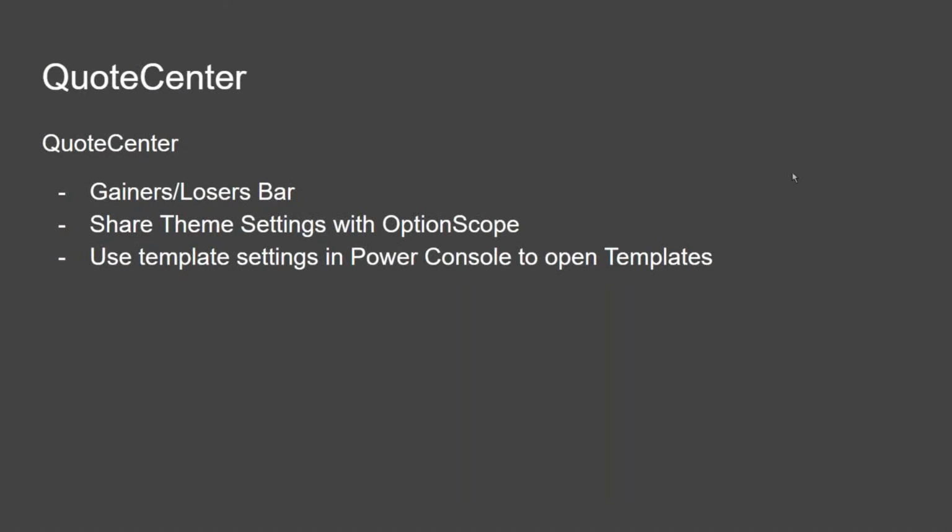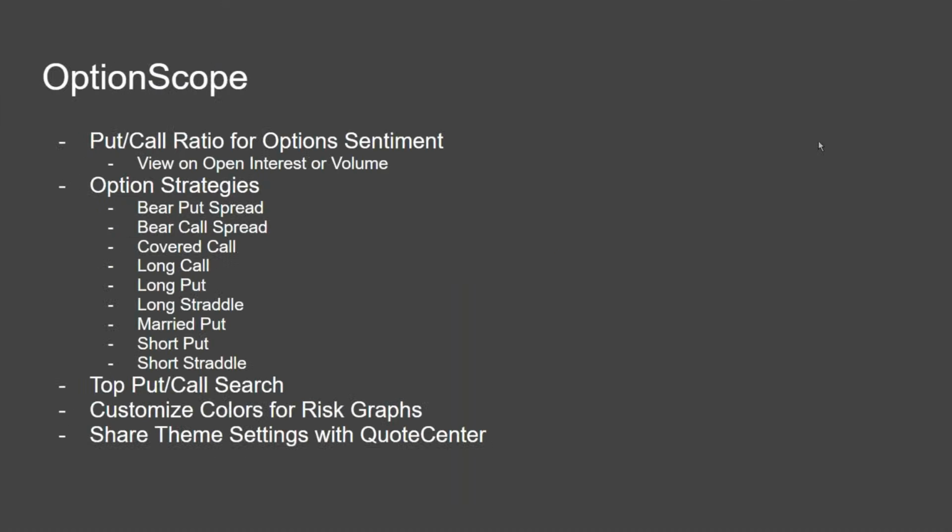Let's see here. Optionscope. Optionscope got big updates to it. We've added a lot of things. We've added option strategies to it, so you can see risk graphs with different strategies there. The put and call ratios with volume and open interest. You could do searches for the top volume contracts and such, and you can customize things.